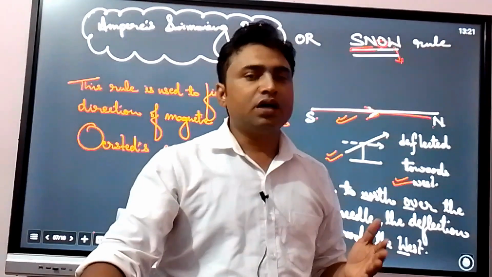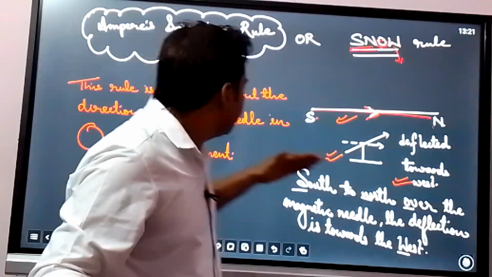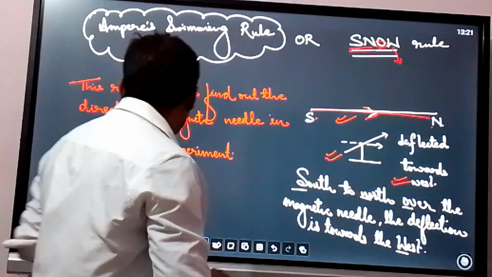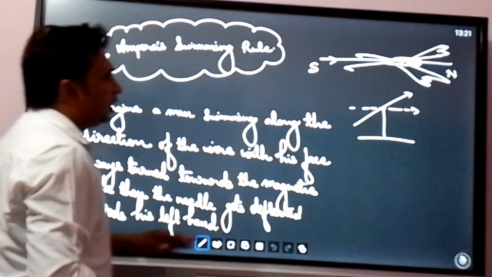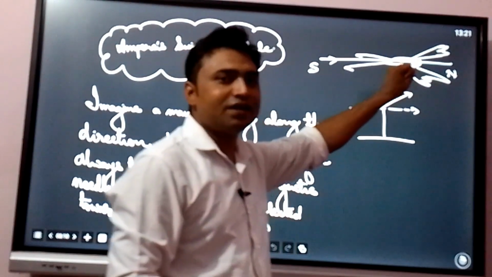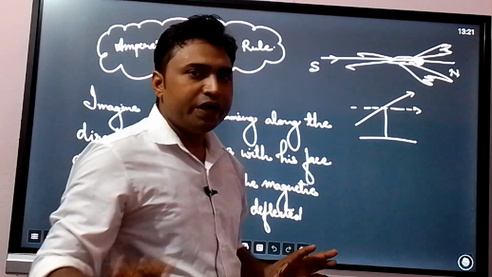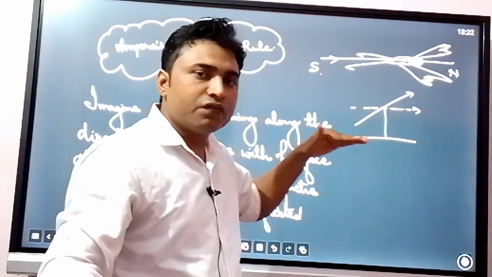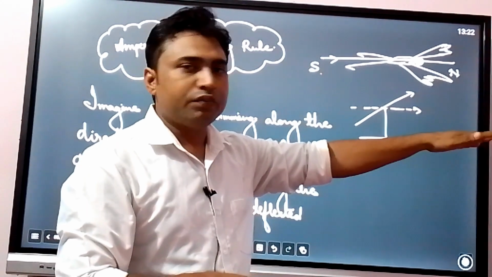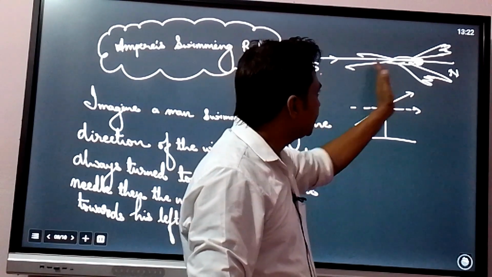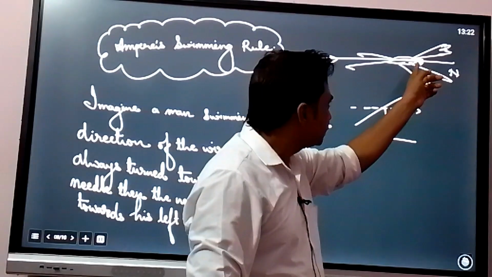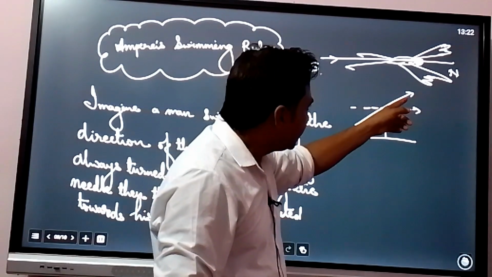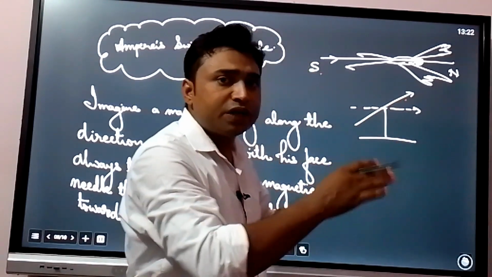In the Ampere swimming rule, it is explained like this: imagine a man swimming along the direction of the current. I have drawn the figure, so you can draw a better one. Suppose the current is flowing from south to north, and a man is swimming along the direction of the current, so the current enters through his feet and exits from his head, and his face is always towards the magnetic needle. Then the magnetic needle will always get deflected towards his left hand.